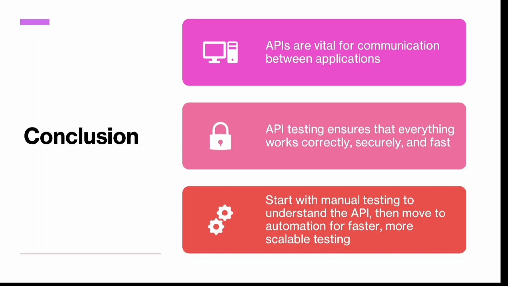So what is the conclusion? The conclusion is that API is very vital for communication between two applications. That's basically what API stands for. It is used as a medium to communicate between two applications. Suppose my front end code is on a different server, and my backend code is on a different server. API is used to communicate between the front end and back end, and the same thing happens with the database also.